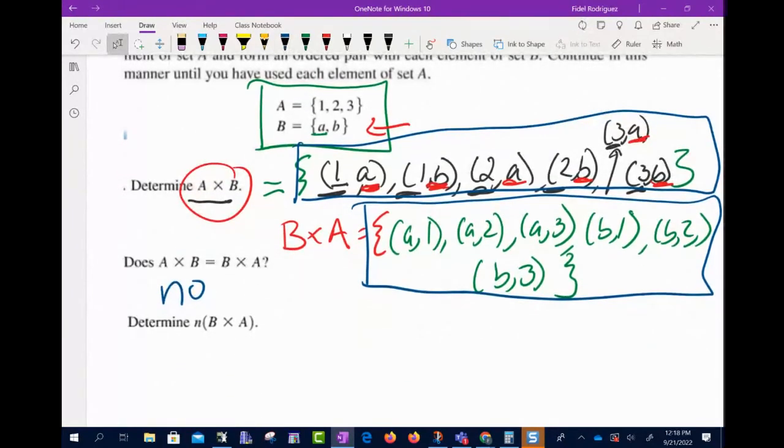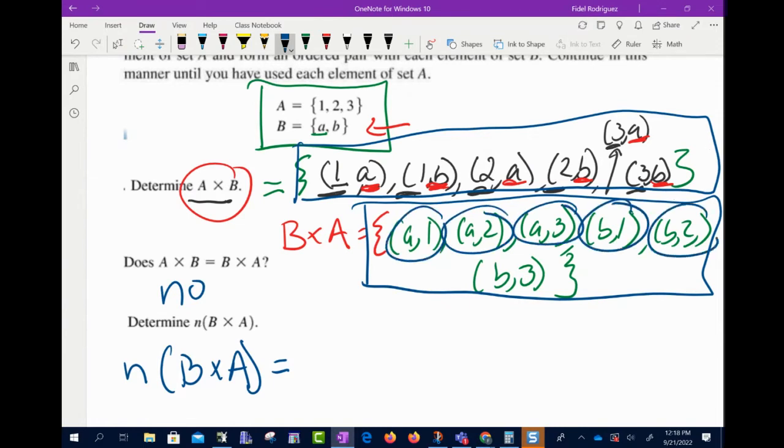All right. Now, the third part to the question says, determine N of B cross A. So remember, when it's asking me to find N of B cross A, what they're asking me for is how many elements are in this set. Now, the elements, y'all, are each of the ordered pairs. So I'm just going to count how many ordered pairs we have. And it looks like we have 6 ordered pairs, right?